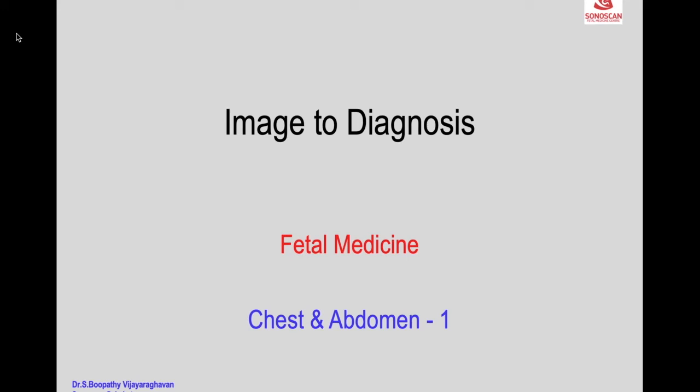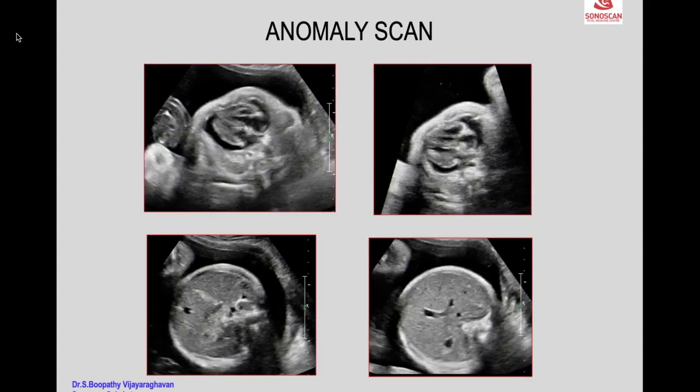Hi, this is a scenario of image to diagnosis in fetal medicine, first in the series involving chest and abdomen. This is a 28, 29 or 30 week fetus that came for an anomaly scan, and these are the images. What do you make out?